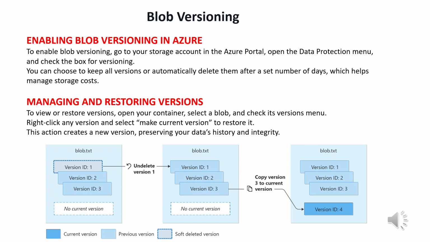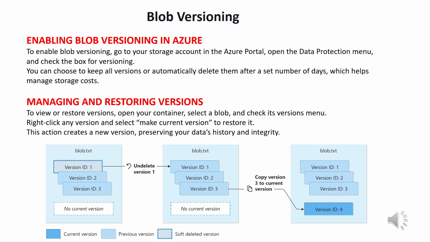Enabling blob versioning in Azure. To enable blob versioning, go to your storage account in the Azure portal, open the Data Protection menu, and check the box for versioning. You can choose to keep all versions or automatically delete them after a set number of days, which helps manage storage costs.